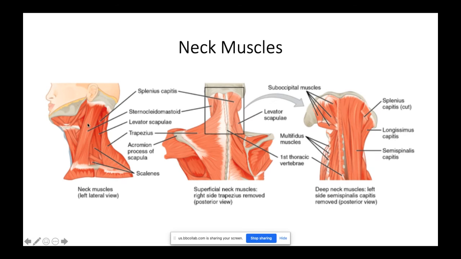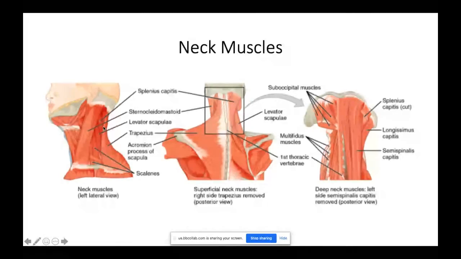Okay, what do we have here on the side of the neck? There's your sternocleidomastoid. That's your SCM. Sternum, clavicle, that's your origin. And then the insertion is right there next to the ear on the mastoid process. Here's your trapezius.